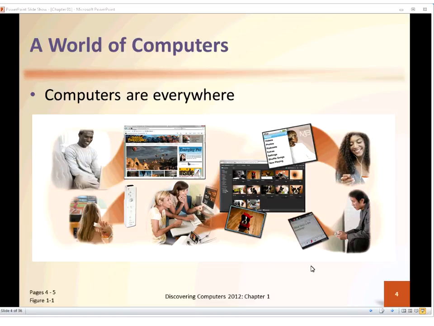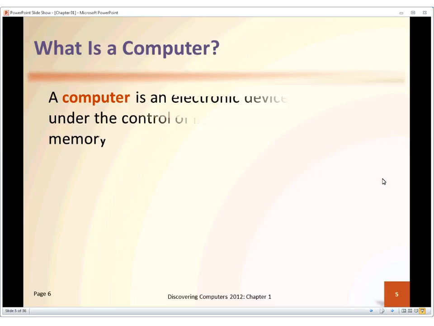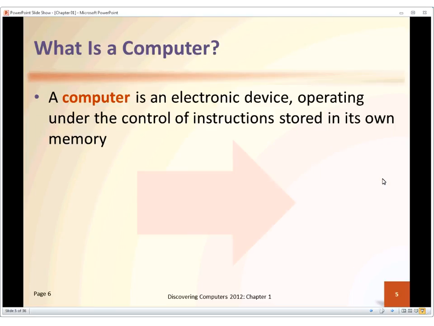So computers are everywhere in everything that we do. I'm sure each of you, like me, get on your computer every day, pretty much. Check email, use your phone as a computer, connect each and every day. So what is this device that you're using, a computer? You'll need to have a pretty good definition, and the authors provide one for you. So what is a computer? It's an electronic device that operates under the control of software or instructions that are stored in its own memory.